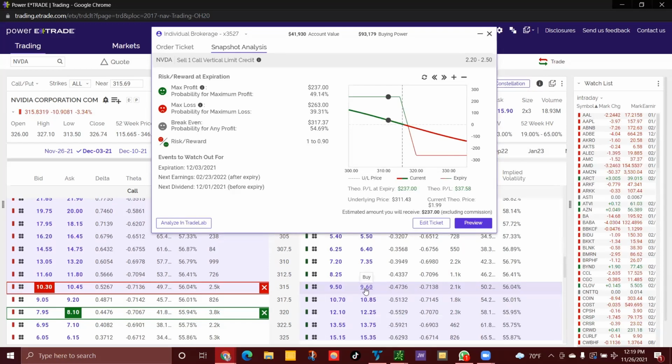He loses $1,000 on his 315 put. We, on the other hand, make $237 per contract that we bought. Oh, okay. See the difference? No, this is great. This is much better.